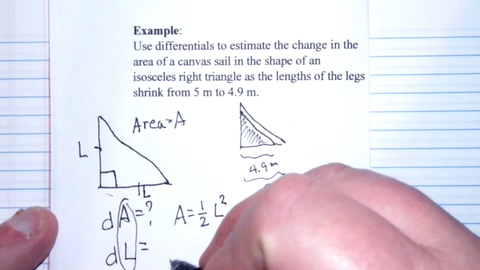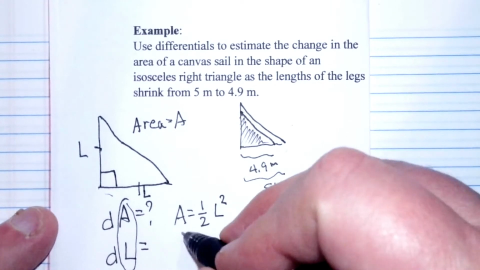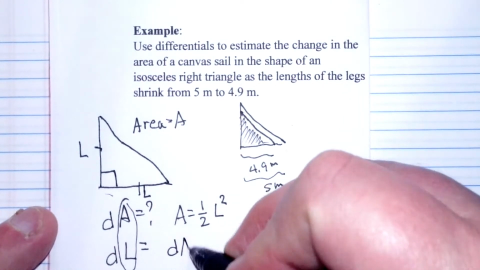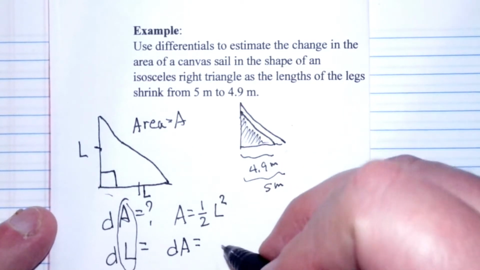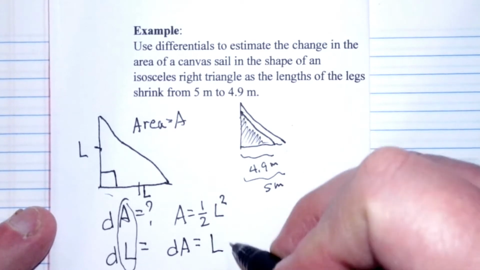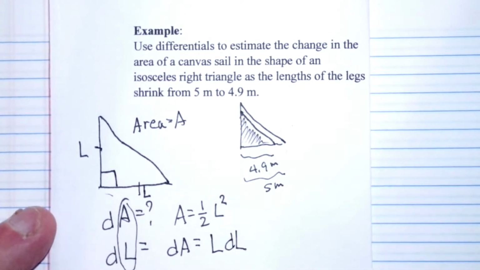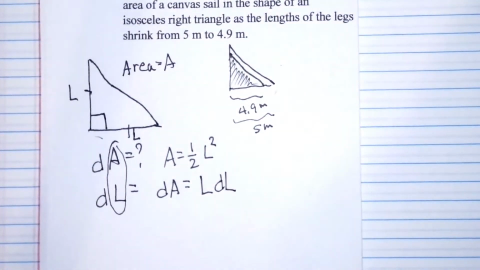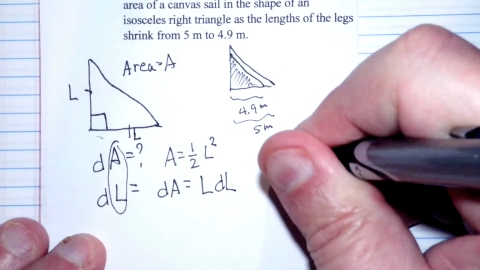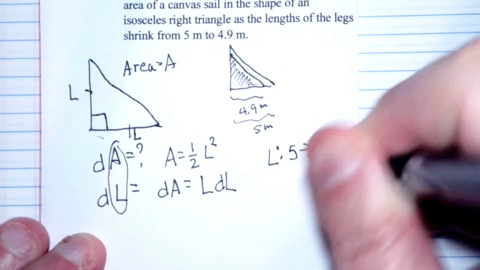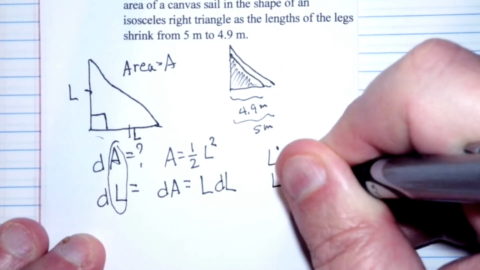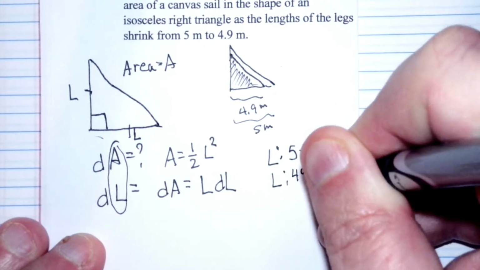So let's find the differential now. We take the differential of each side, so the differential of this side is just dA, and the differential of this side would be the derivative times dL, so that would be just L dL. Now, which do we want: L to change from 5 to 4.9, or do we want L to change from 4.9 to 5?